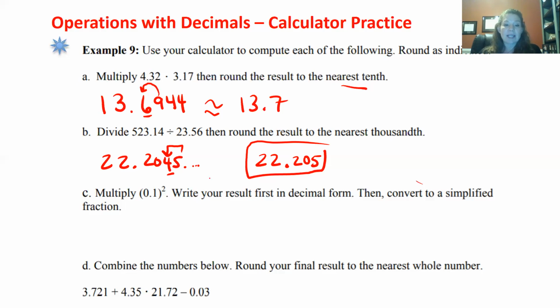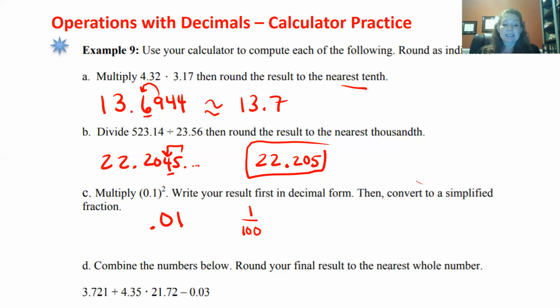Letter C, if you don't have an exponent or a to the second power button on your calculator, all that means is 0.1 times itself. So in my calculator, I'm going to write 0.1 times 0.1, and my final answer is 0.01. It says write your result first in decimal form, which is that, then convert it to a simplified fraction. Well, how do you say this number? You say this number 1/100ths. And that's exactly what the fraction looks like.